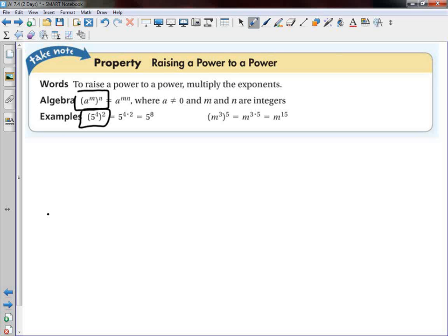5 to the 4th to the 2nd is 5 to the 4 times 2, which is 5 to the 8th power. And m to the 3 to the 5th power is 3 times 5, or m to the 15th. Okay? So let's try a couple of those.